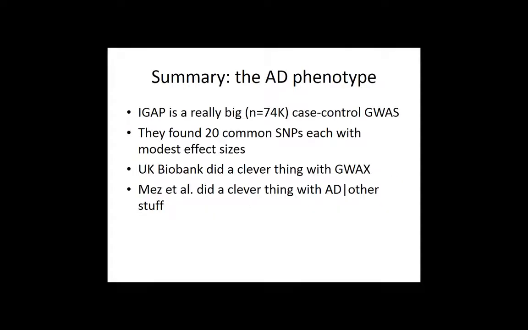How cool is that? So my summary for the Alzheimer's disease phenotype: IGAP is a really big case-controlled GWAS. It's publicly available. They found 20 common SNPs, each with very modest effect sizes. UK Biobank did a really clever thing with GWAS, and these data are also available. They cost money. I think it's in the thousands of euros, like a couple thousand euros or something for access to that. And given that it's UK, it's probably in pounds now.